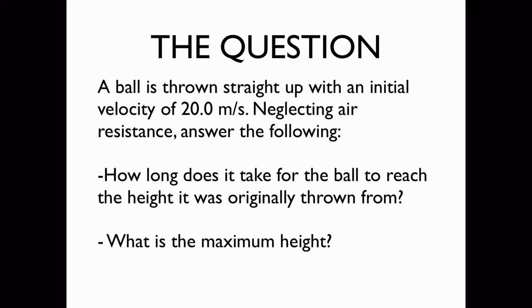This is video 2.2. In it, we will study the motion of a ball under the influence of gravity. The question: we have a ball that's thrown straight up with an initial velocity of 20 meters per second. And neglecting air resistance, we'd like to know how long it takes for the ball to come back to its starting position and what the maximum height of the ball was.